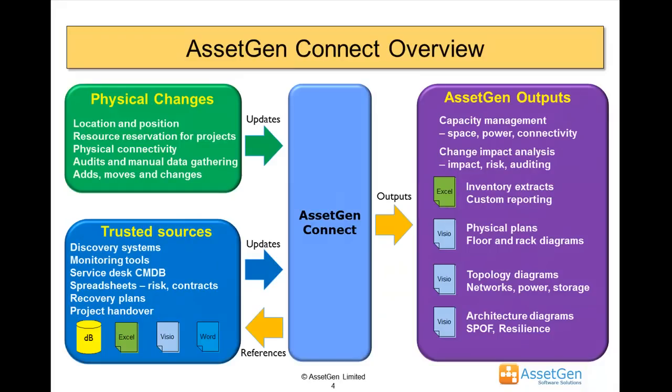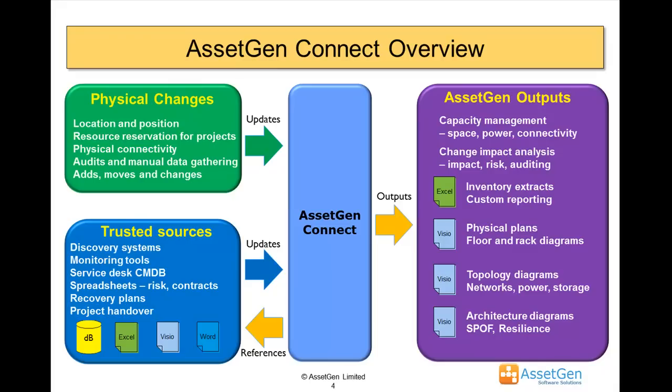The AssetGen Connect system looks to combine all the physical changes, such as where things are, the reservation of space in racks for projects, how things connect together, with all of the various trusted sources you may already have, such as spreadsheets, discovery systems, Word documents, recovery plans, and to try and take information from them.